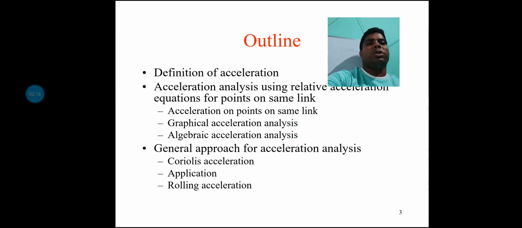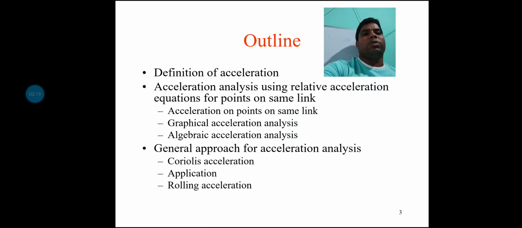Now the outline of today's topic: definition of acceleration analysis, using relative acceleration equations for points on the same link, acceleration of a point on the same link, graphical acceleration analysis, algebraic acceleration analysis, general approach of acceleration analysis, Coriolis acceleration application, and rolling acceleration. So now we will discuss one by one.